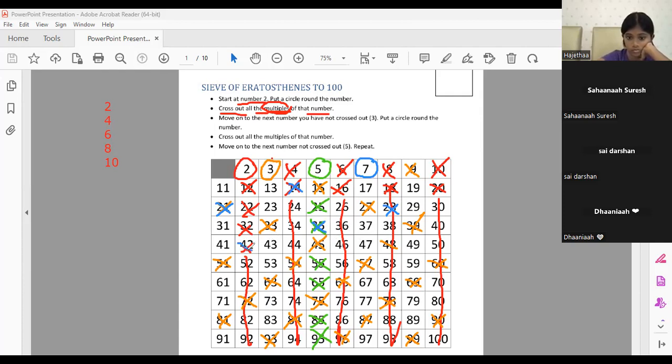42, crossed out. Then 49, it's 49 in your times table. And 56, crossed out. Then 63, then 70. After 70, 77, 77 crossed out. Then 84, then 91.